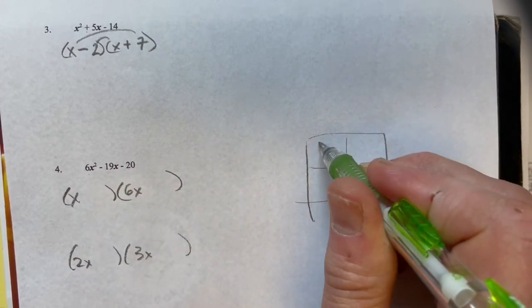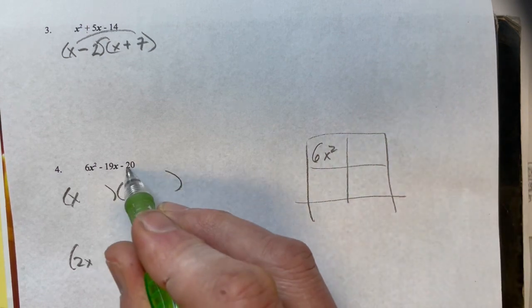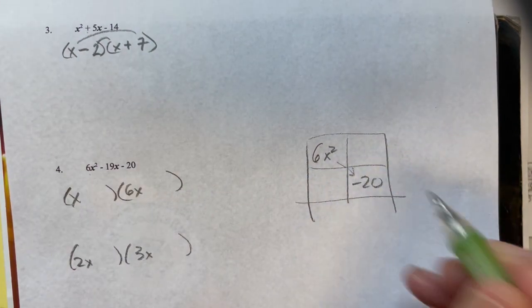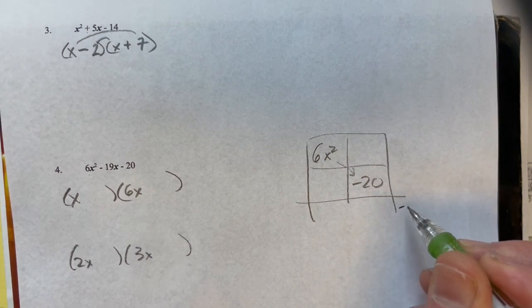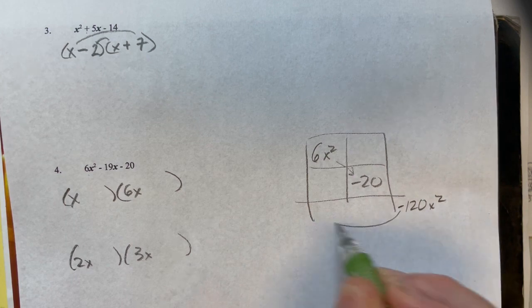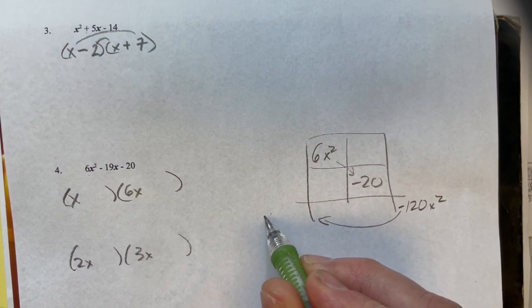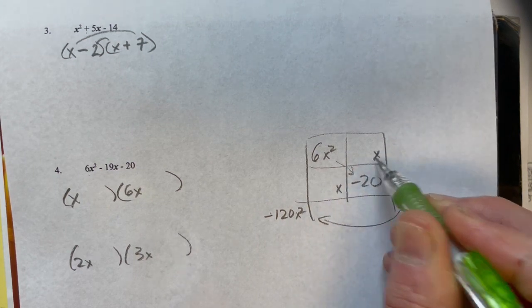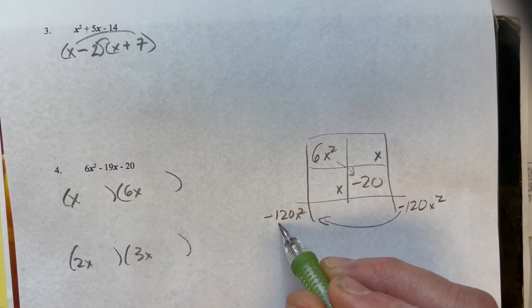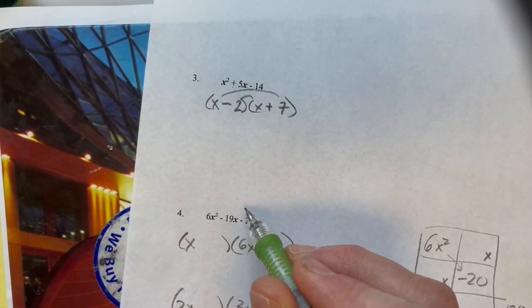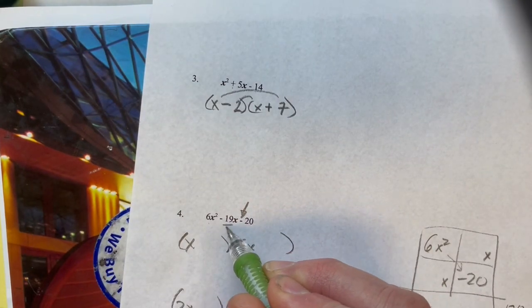I put the first thing here, 6x squared. I put the minus 20 there, and I multiply in this direction, and I get a minus 120x squared, which I write over here again. This just shows me that it's going to be symmetrical. I need an x and an x here. That'll give me my x squared. But what things multiply to make 120 that, when I subtract the numbers, I get 19?